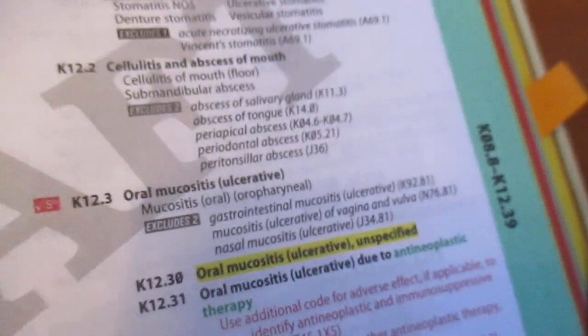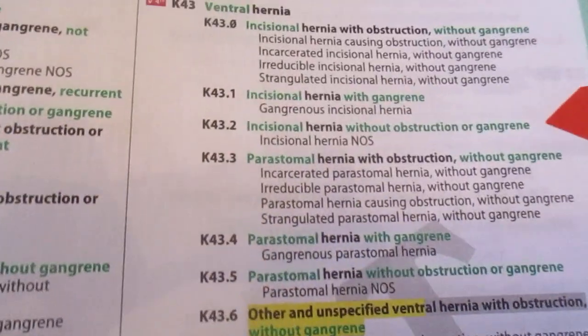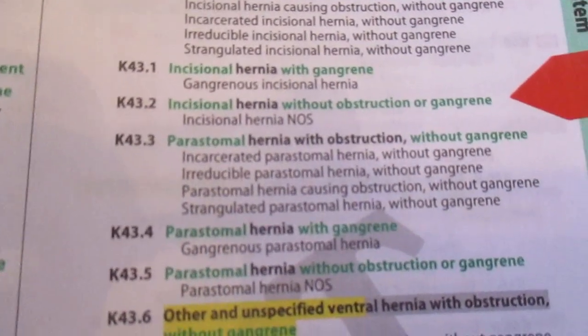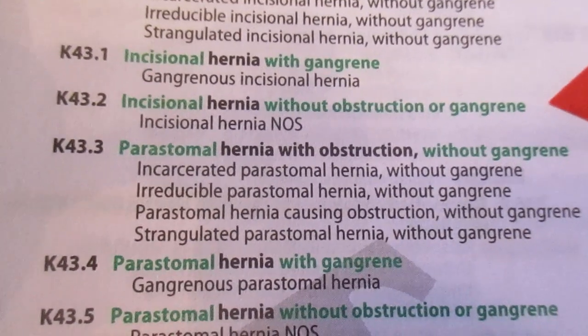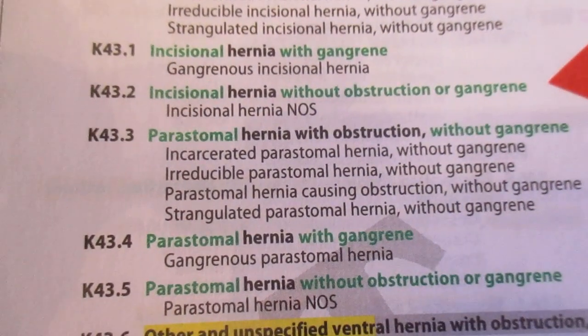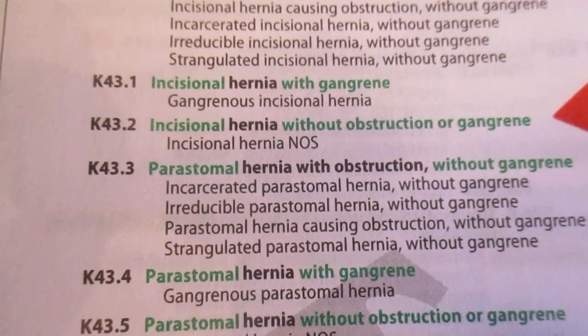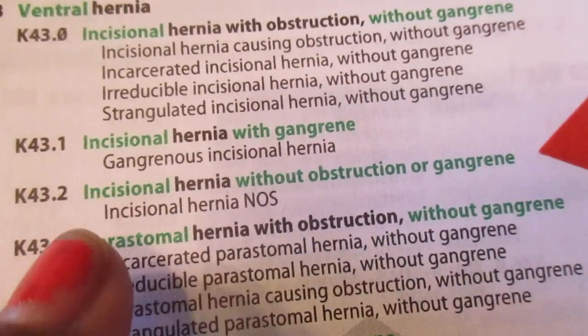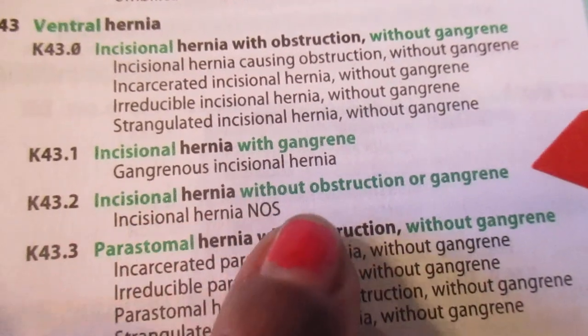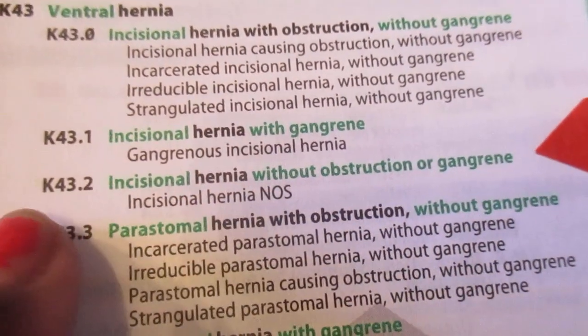So when I go to the back to K43.2, there it is, incisional hernia without obstruction or gangrene, incisional hernia not otherwise specified. And because ventral hernia is an incisional hernia, then K43.2, hope I got this clear so you can see that right there. Incisional hernia without obstruction or gangrene. K43.2 would be our correct code.